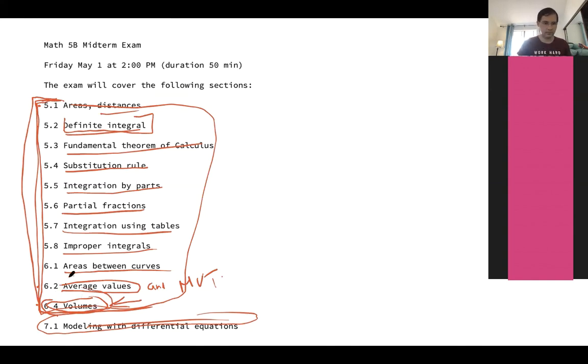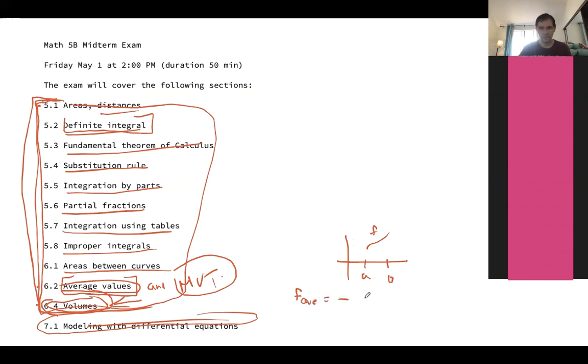And then the average value of a function and the mean value theorem for integrals. A very quick reminder: when you have a function f from a to b, the average value of this function is very simple. It's just the definite integral from a to b of this function f of x dx, divided by b minus a.